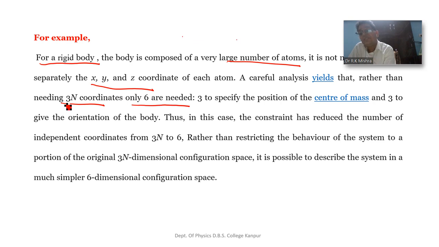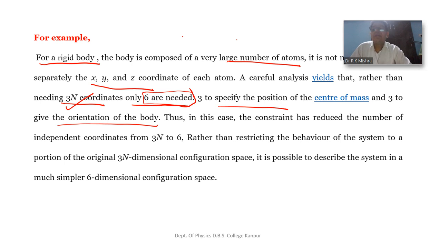मतलब 3n coordinates are needed for a free particle system, but if the particles of the rigid body are fixed, then only 6 coordinates are needed. 3 for the position of the center of mass and 3 for the orientation of the body. In this way, 3n coordinates are reduced to 6 coordinates.